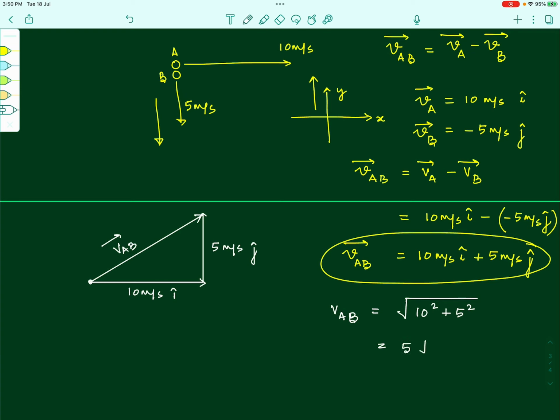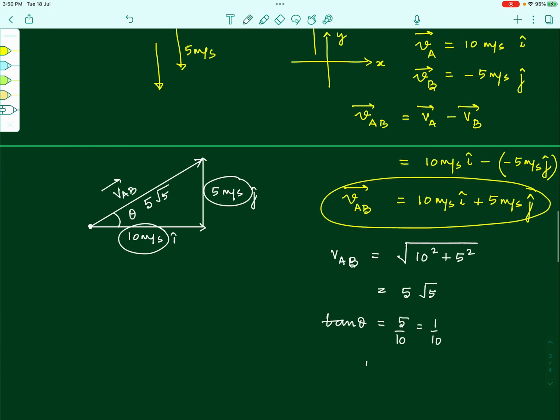So, the magnitude of this vector will be 5 root 5, whereas what will be the direction that it will make here? If we call this angle theta, can we say tan theta will be equal to the opposite by the base, which will be 5 by 10 or 1 by 2. So, from here you can write theta is equal to tan inverse of 1 by 2, right.